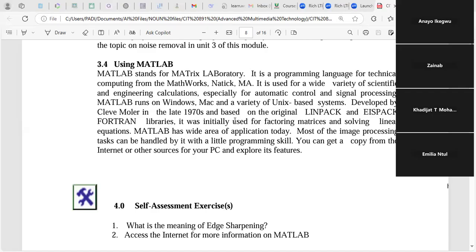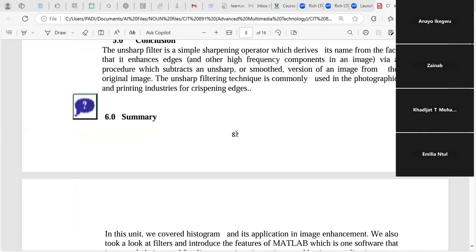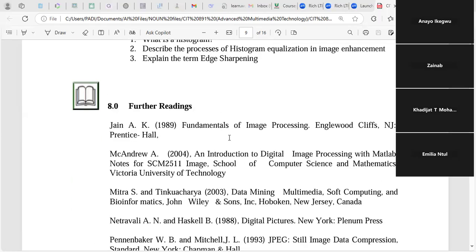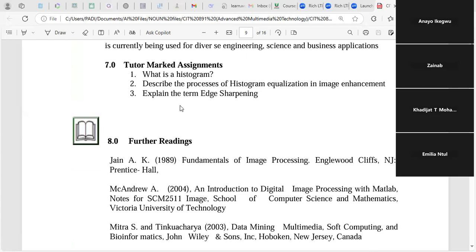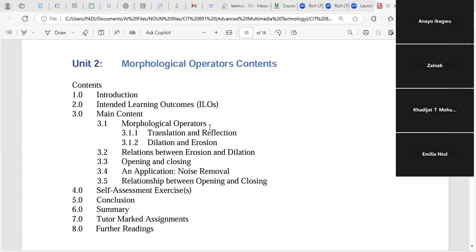We'll move on. Our time is already up, but we can still move further to complete all we have for today. There are places you can read more about what we discussed. The last thing we look at is morphological operators.